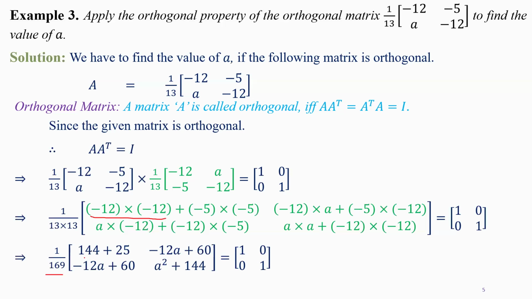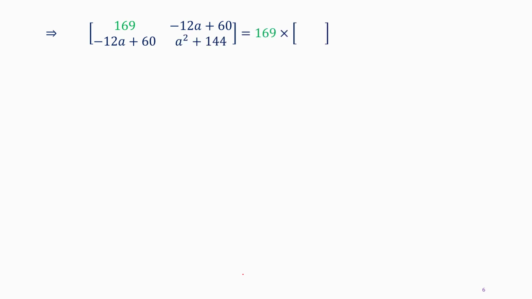Now, if we simplify it, this is 1/169. Minus 12 into minus 12 is plus 144. Minus 5 into minus 5 is plus 25. Minus 12a plus 60, since minus 5 into minus 12 is 60. Similarly, minus 12a plus 60, and a square plus 144, which is equal to 1 0 0 1. So we have 169, minus 12a plus 60, minus 12a plus 60, a square plus 144. Now the 1/169 goes to this side and becomes 169 multiplied.